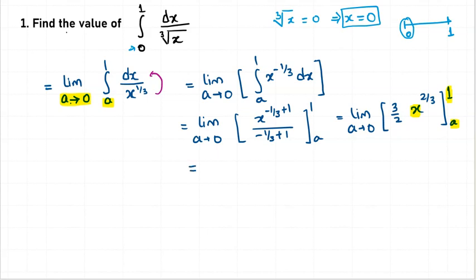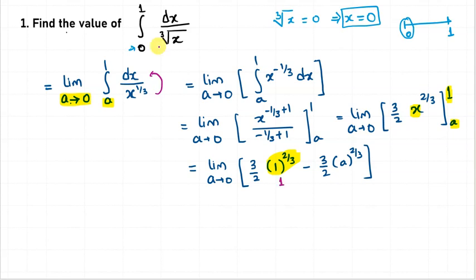So this gives you limit a approaches to 0, 3 by 2. When you replace x by 1, it is 1 to the power 2 by 3 minus a to the power 2 by 3. 1 power any number gives you always 1. So this gives you 3 by 2 into 1. That gives you 3 by 2 minus 3 by 2.